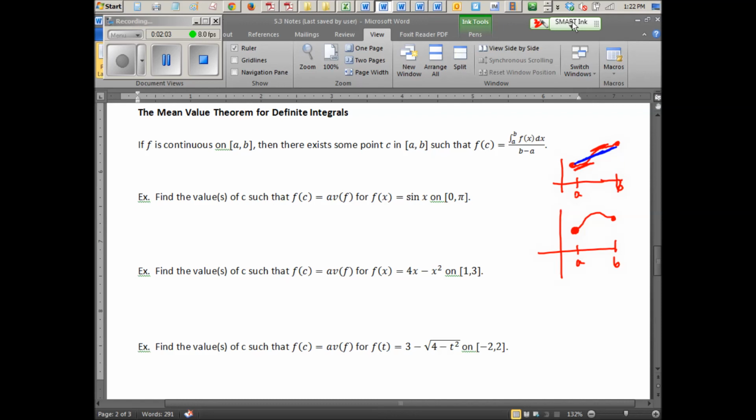So if you were to do the Beans activity with this graph, you'd probably get a rectangle right about in here. And sure enough, there's a point that lives right on the edge of that rectangle. So this is the point C, F of C, that lives right on the average value.